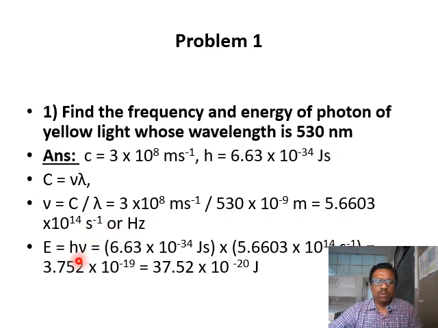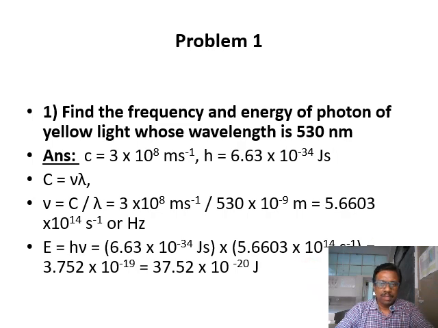And using this value, calculate the E. Energy E is equal to h nu. That is, h is Planck's constant. Substitute the value of Planck's constant here, and nu. Nu means the above calculated value. Nu we are substituting here, and multiply this. You are going to get 3.752 into 10 to the power of minus 19. So shift the point, then you are going to get 37.52 into 10 to the power of minus 20 joule.